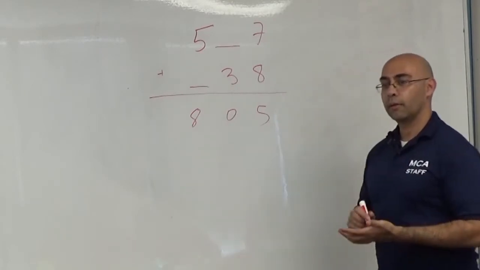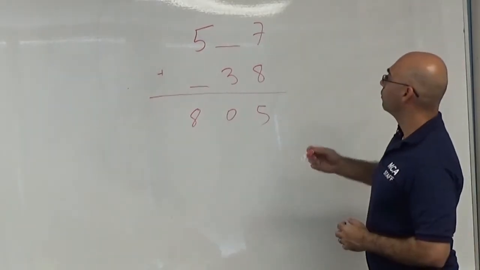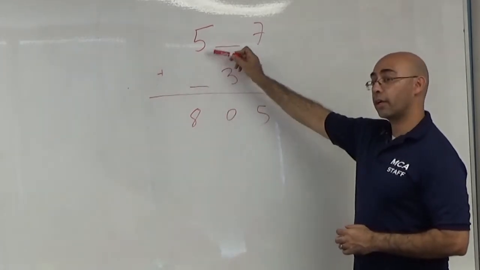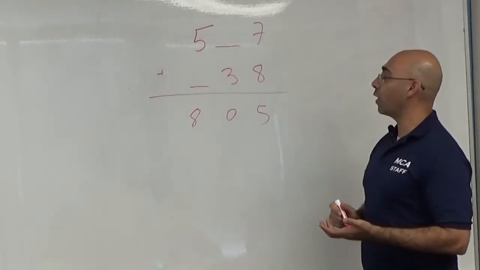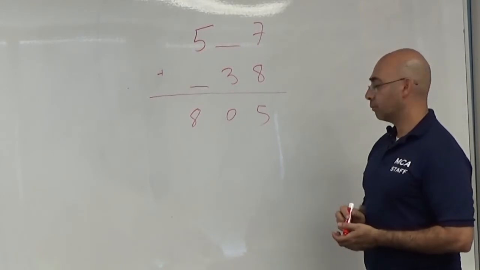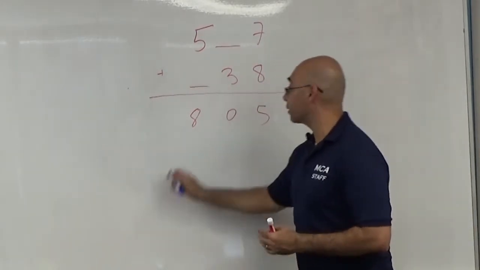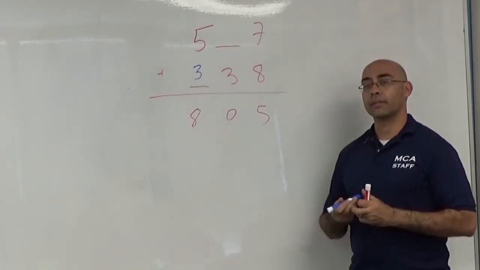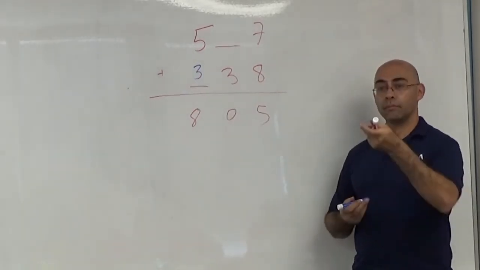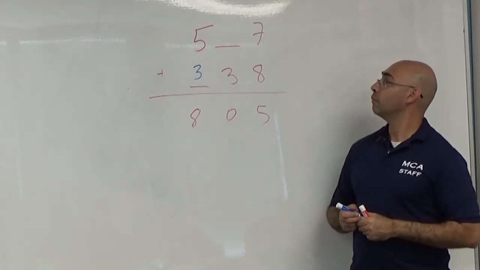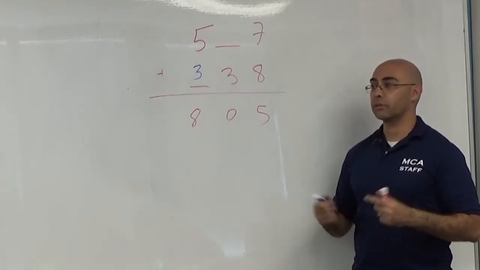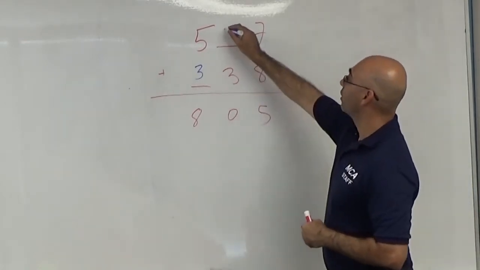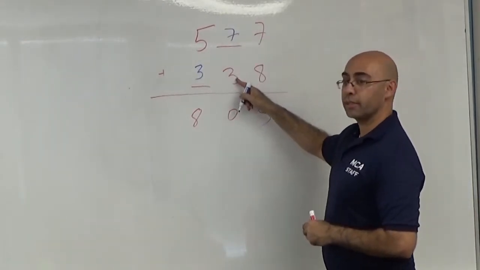Yes, sir? For the first one, I would do like 8 minus 5. Yes. So you're saying start on this end? All right, what's 8 minus 5? That would be 3. So you're saying start on this end, make that a 3. What number plus 3 equals 0? 7. Oh, we have a 7. 7 plus 3 is? 10.